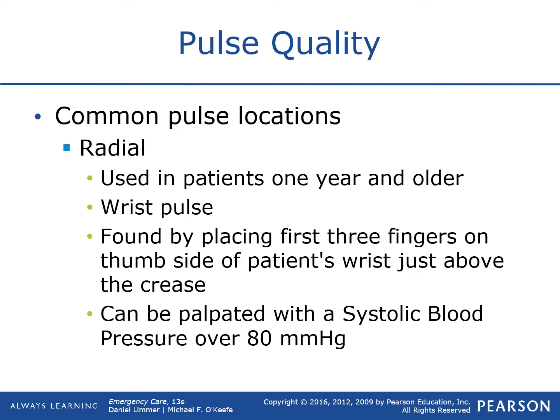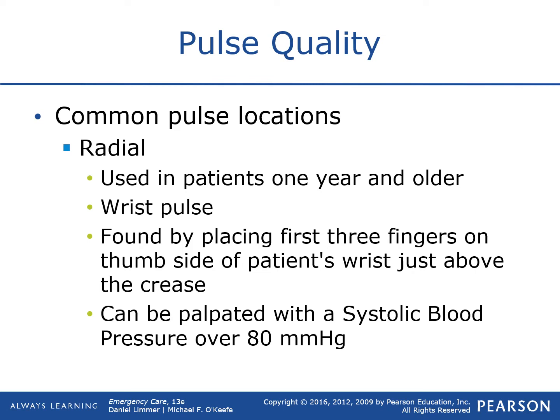And again, this is where it's a little bit easier to show in person. The first one that we look at, and this is the one that we typically will assess, is your radial pulse. The radial pulse is for anyone who's about 1 year of age or older. That's where our go-to as EMS providers is.